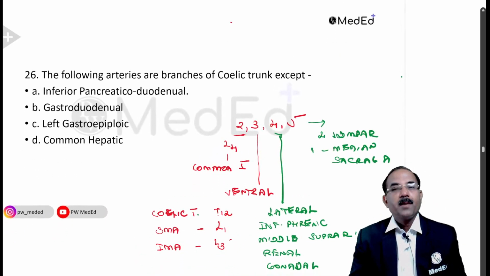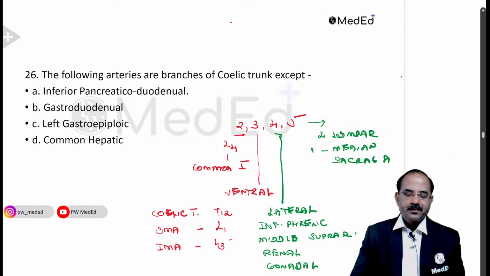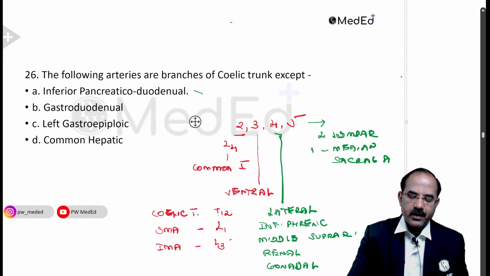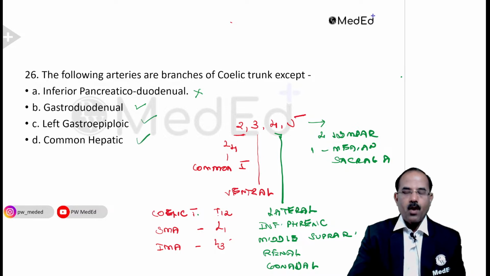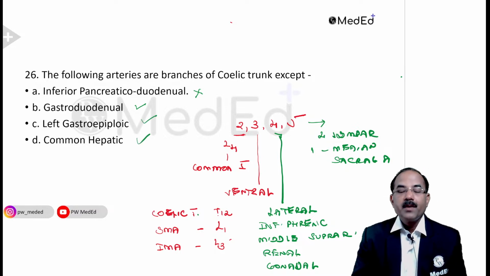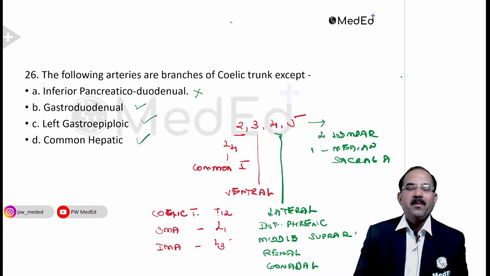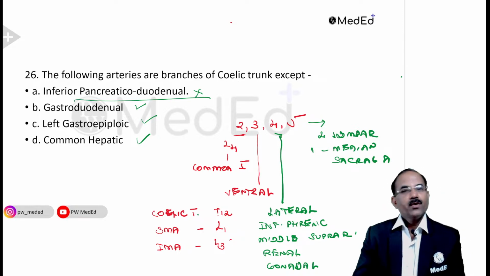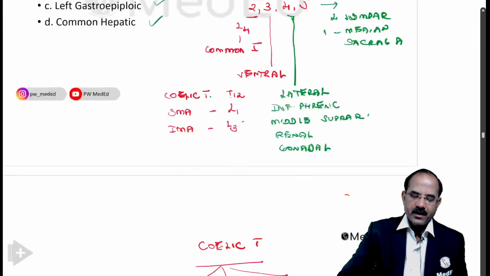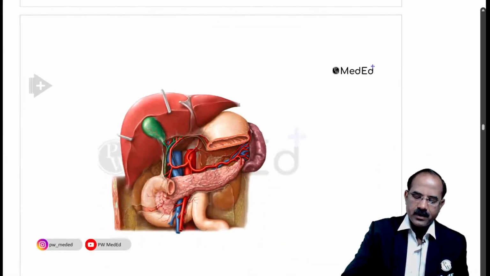The following arteries are branches of celiac trunk except inferior pancreaticoduodenal, that's wrong. Gastroduodenal, yes. Left gastroepiploic, yes. Common hepatic, yes. The inferior pancreaticoduodenal is the first branch of superior mesenteric artery. I hope this is clear, students. Number 25 MCQ is clear to all of you. So let us proceed to the next one, 26.